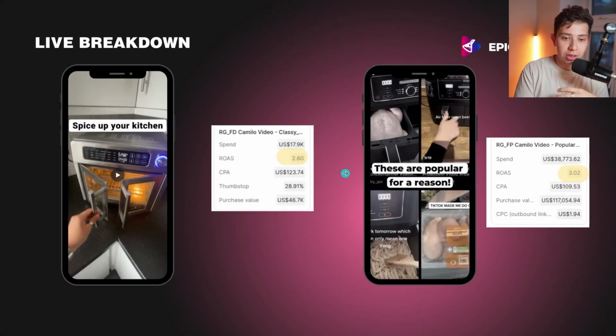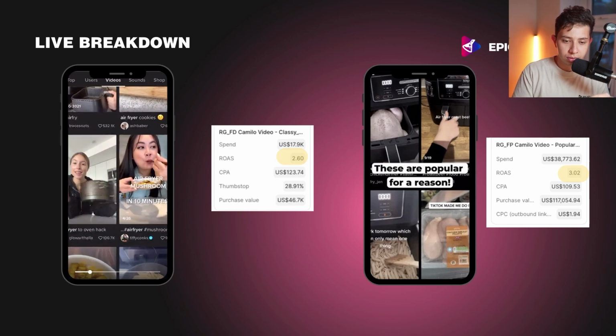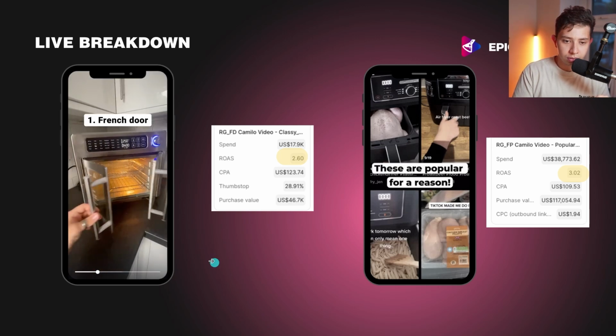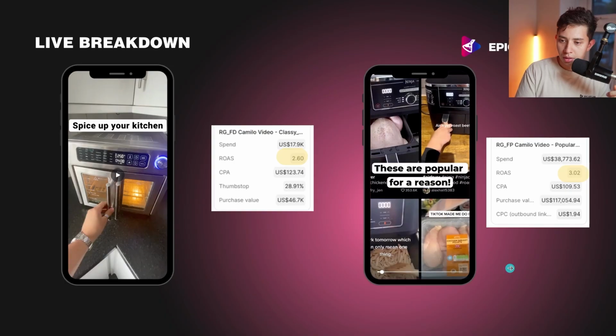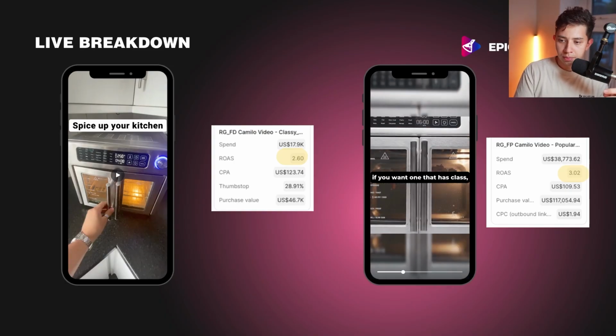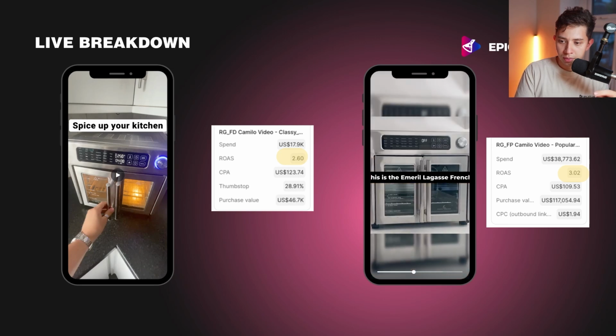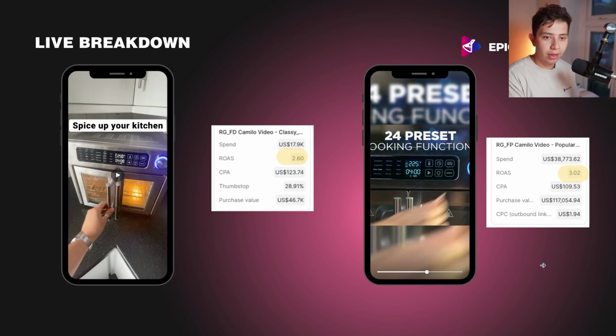So this is literally me in my kitchen, and just listen to what I say. This air fryer will make your kitchen look classier than the standard air fryers on the market. Here's why. It has a French door. If that isn't fancy, I don't know what is. Yeah. And then this other one that we did. The popularity of air fryers has skyrocketed recently, but you want one that has class. This is the Emeril Lagasse French door oven. It has 24 cooking functions. One is very organic and looks like a TikTok video.